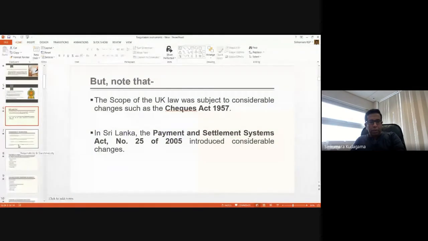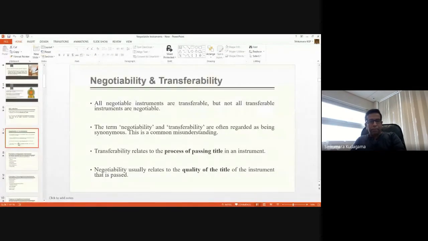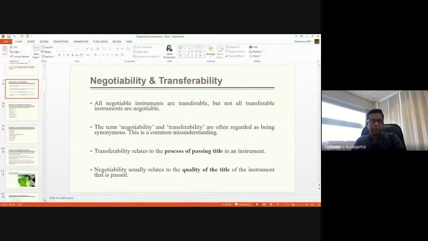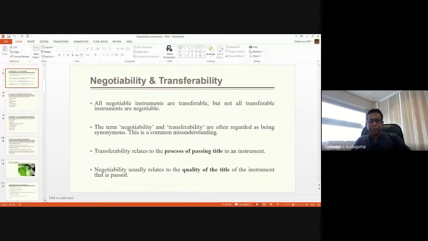I'll come to the changes that have been introduced by the Sri Lanka statute later. Before that, we'll go into the main topic and through these slides, of course. Negotiability and transferability need to be looked at. All negotiable instruments are transferable, but not all transferable instruments are negotiable. We'll check these statements in the context of technical points that would be discussed in the following slides.